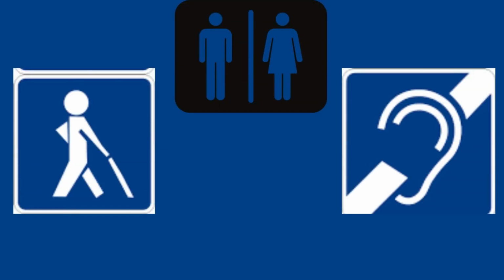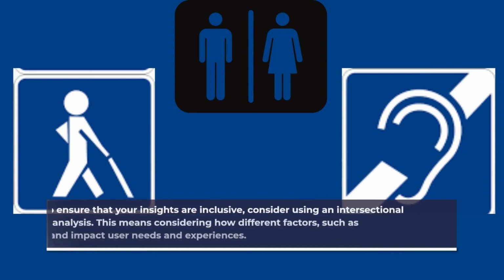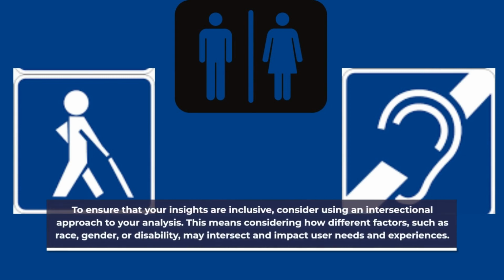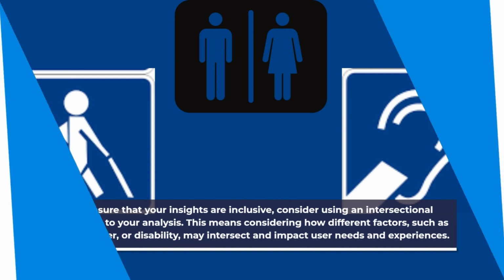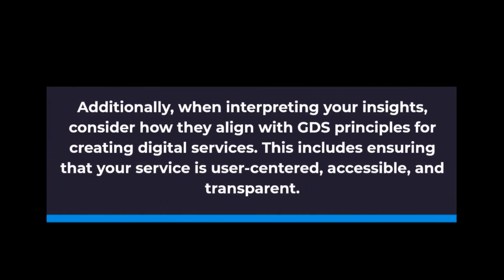To ensure that your insights are inclusive, consider using an intersectional approach to your analysis. This means considering how different factors, such as race, gender, or disability, may intersect and impact user needs and experiences. Additionally, when interpreting your insights, consider how they align with GDS principles for creating digital services. This includes ensuring that your service is user-centered, accessible, and transparent.